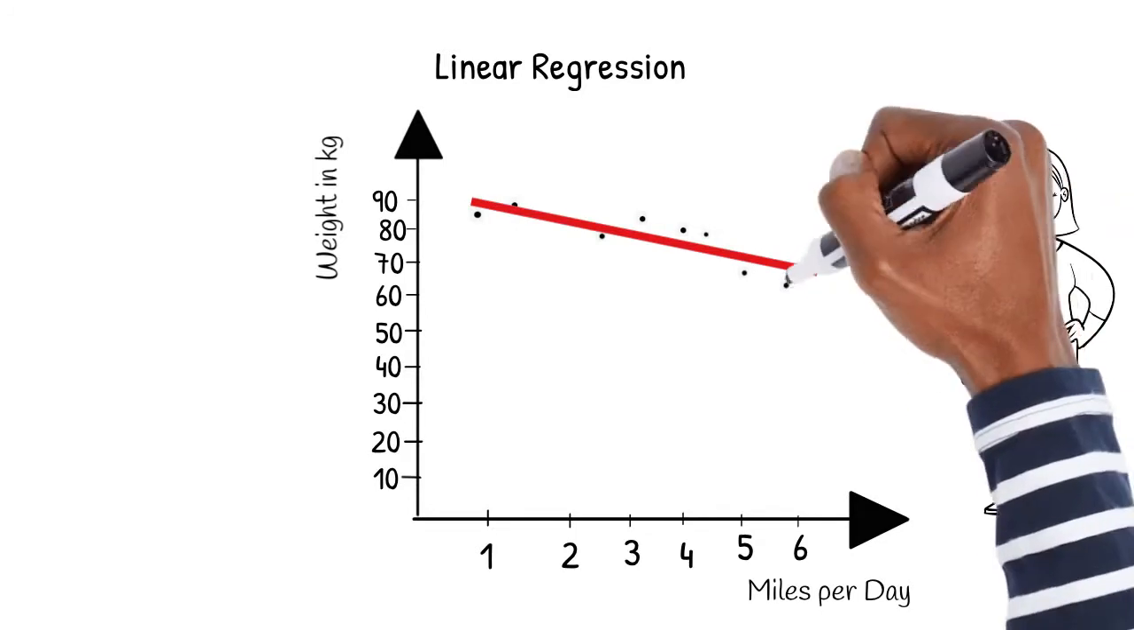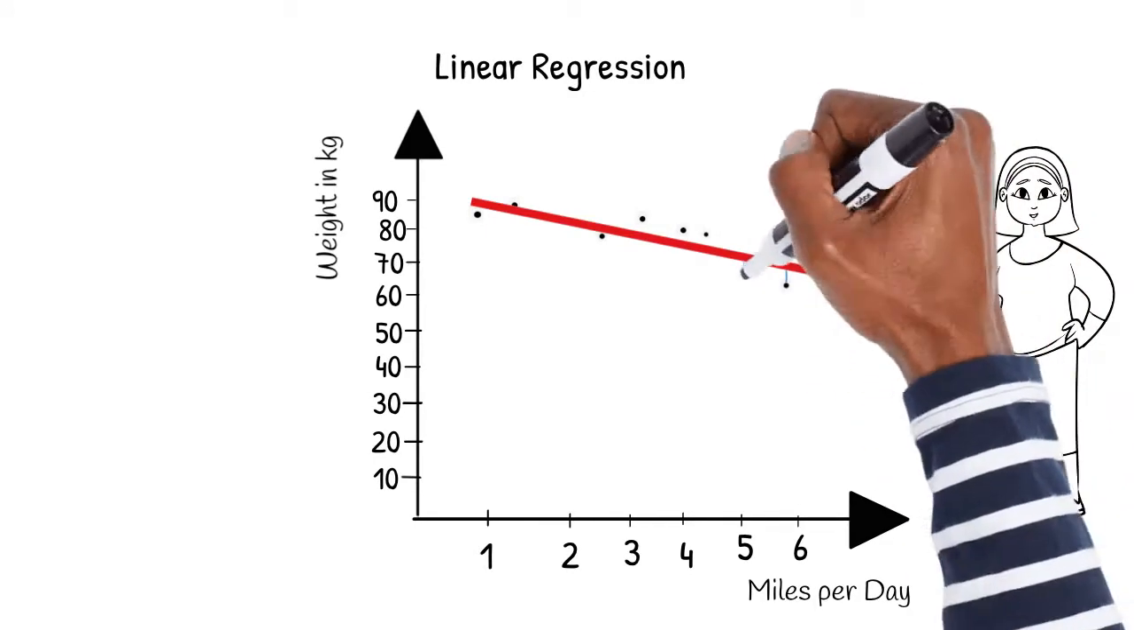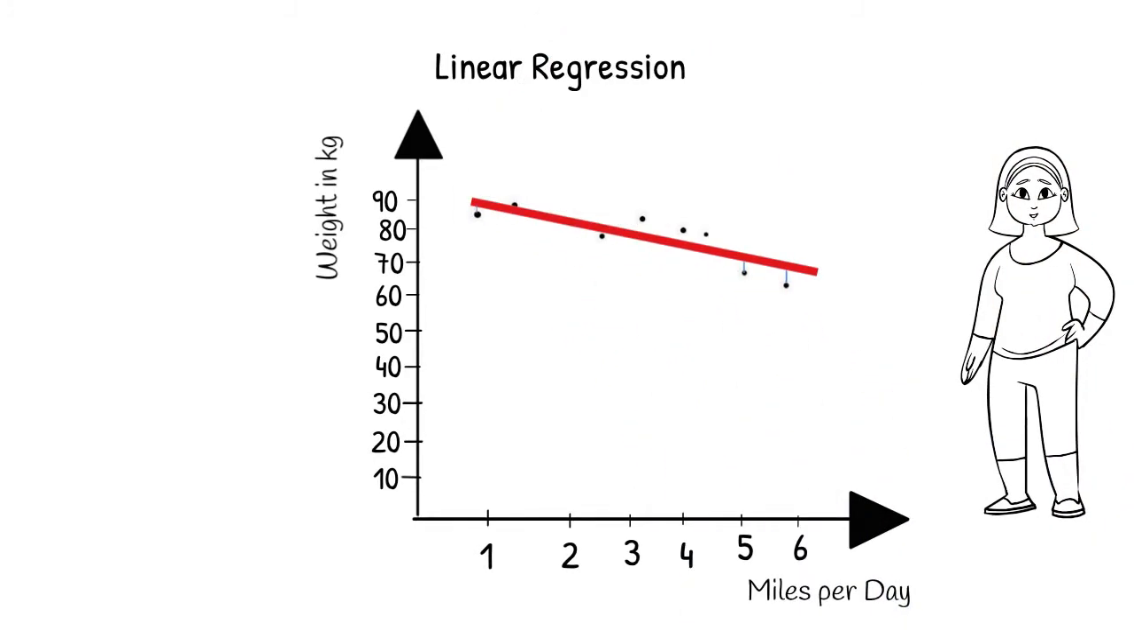Residuals are the lengths between each point and the line. The points below our line have a negative residual, and the points above the line have a positive residual. If our line is the best fit, the sum of our residuals will be equal to 0, as the positive and negative residuals will cancel each other out.